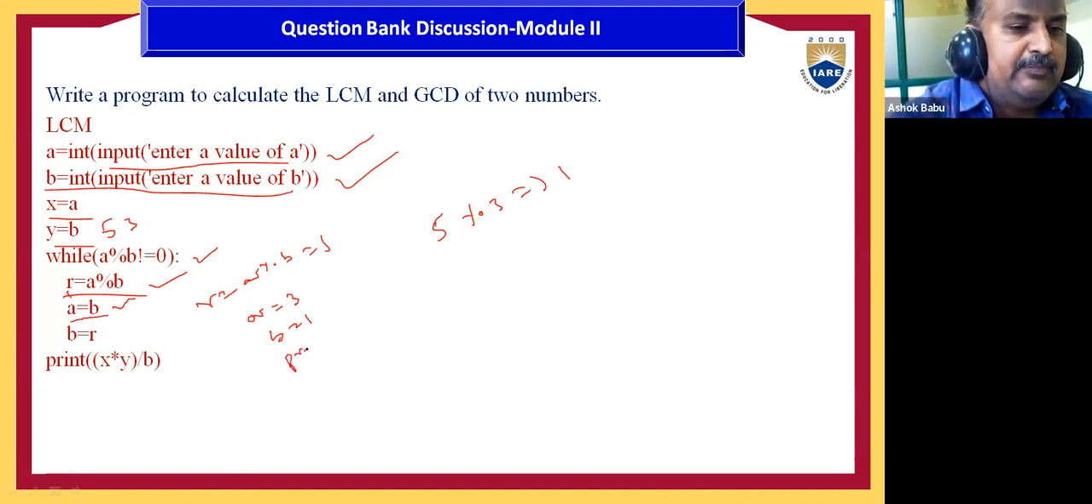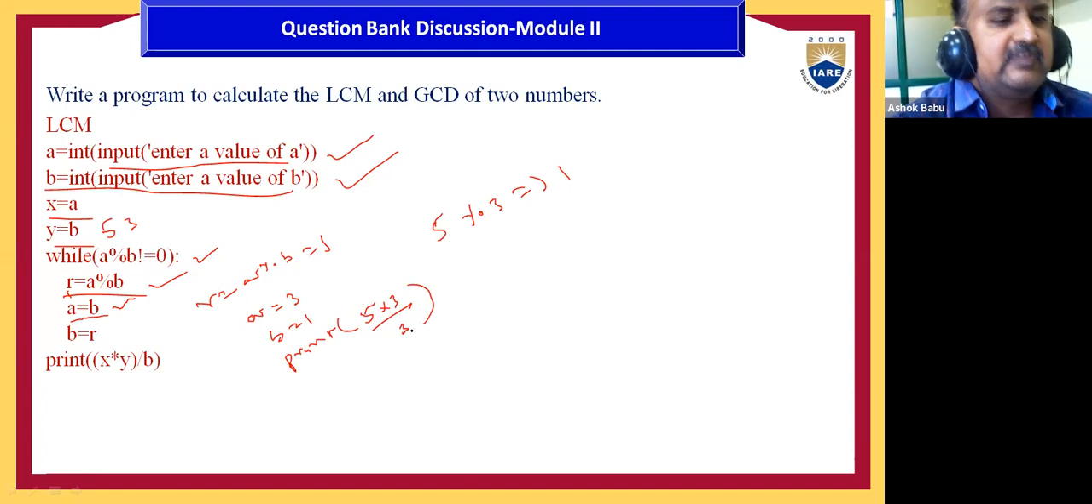Then we print X star Y by B. X star Y is 5 into 3, divided by B, where B is 3. The 3s cancel each other, so you can print 5. We can calculate the LCM by using this method.